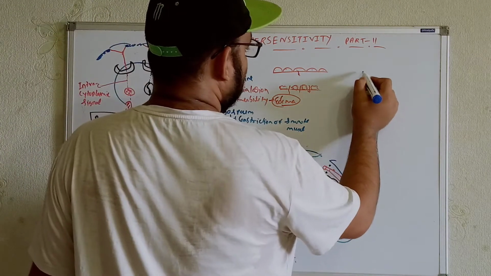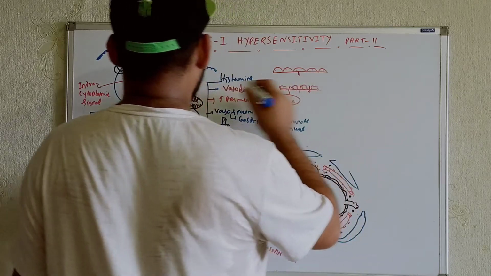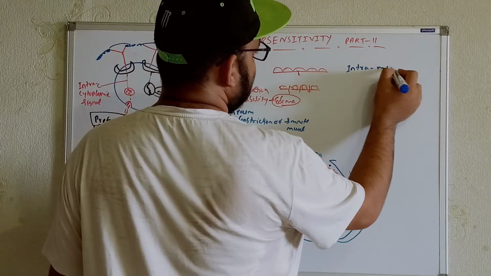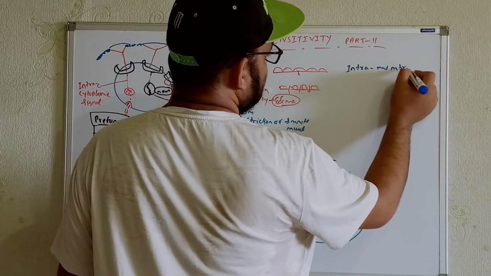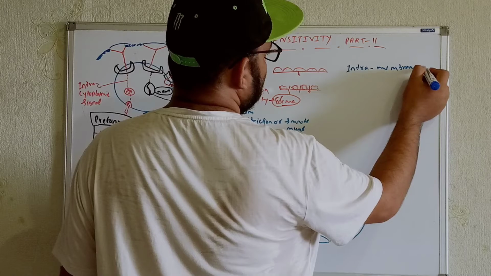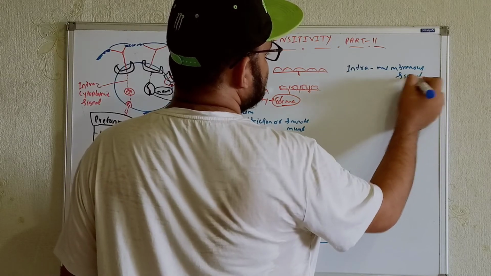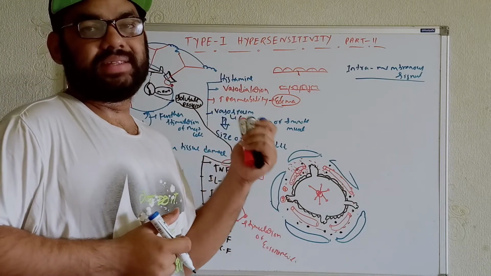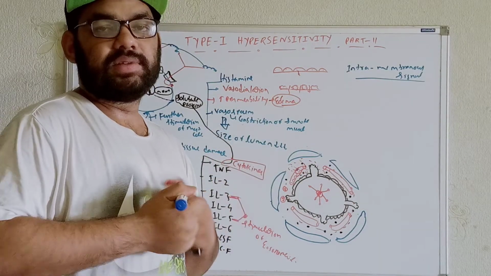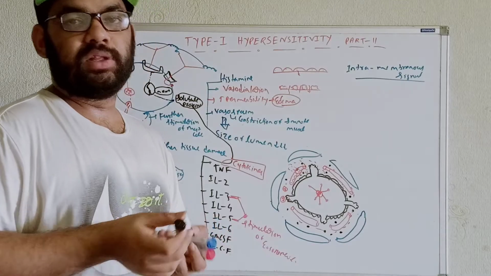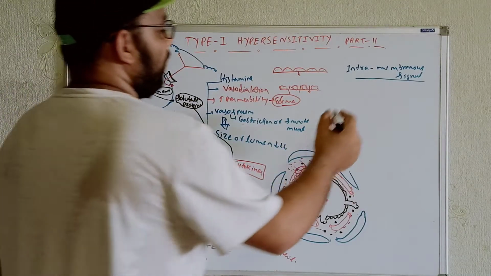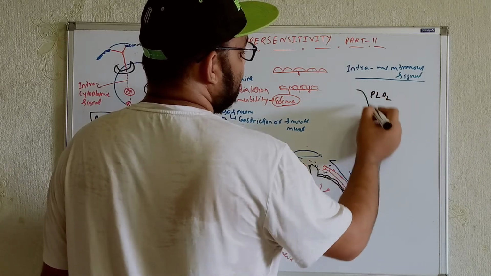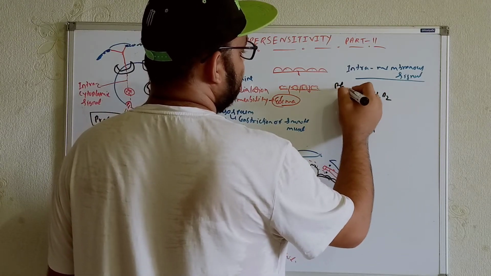First, see, whenever the intramembranous signal is coming within the membrane of this mast cell, they will activate the phospholipase A2 enzyme. And whenever we see the activation of the phospholipase A2 enzyme, what will they do? They will break down the phospholipid.